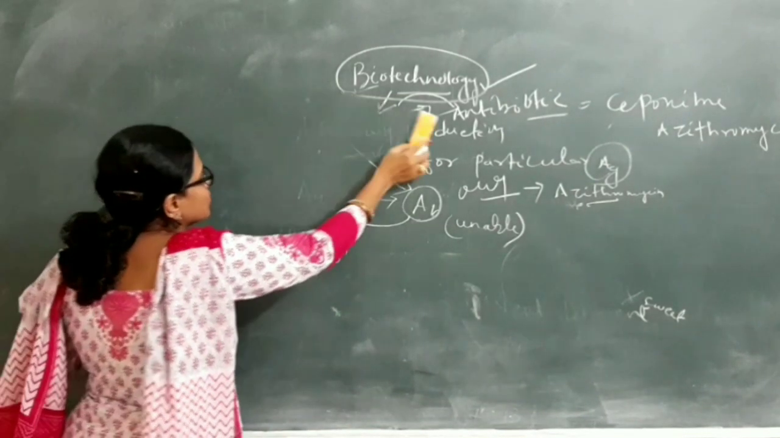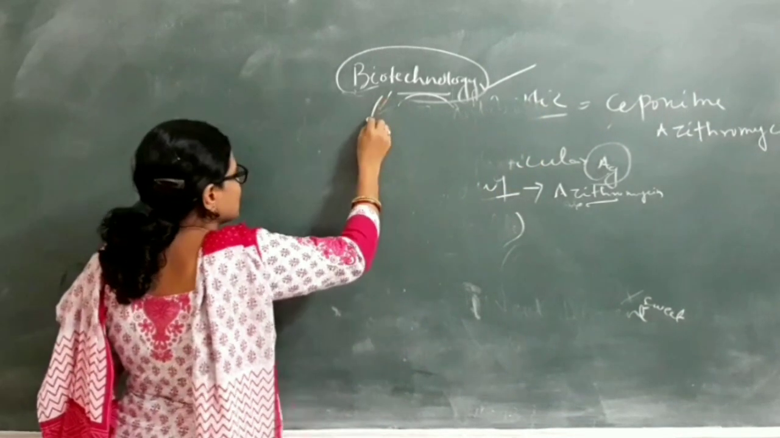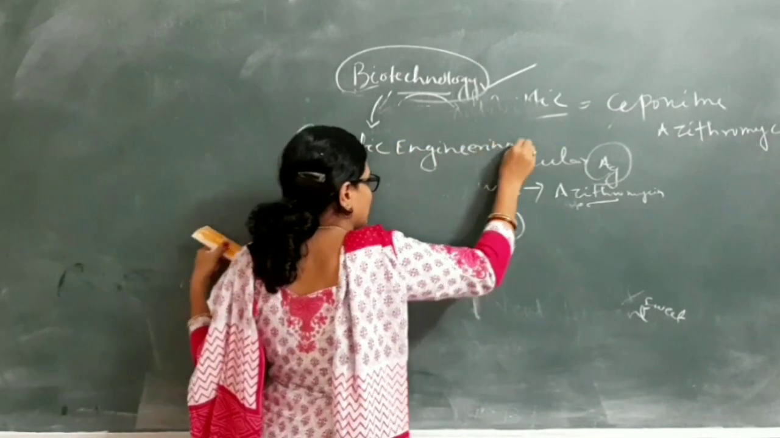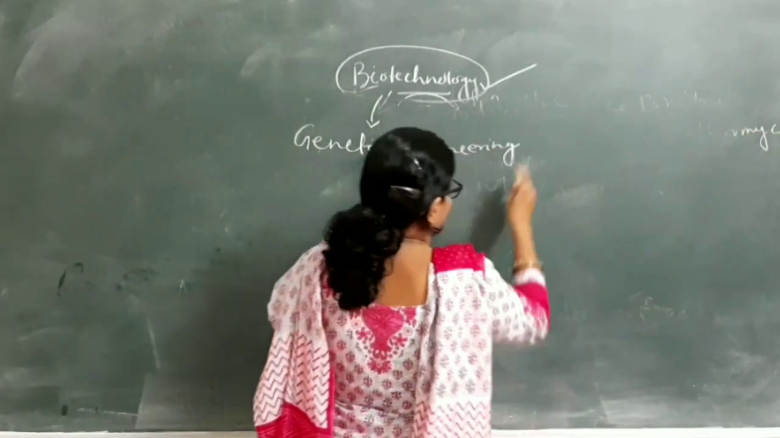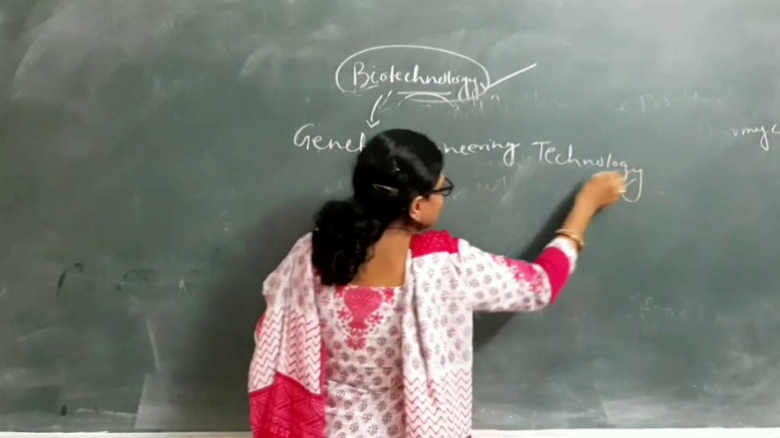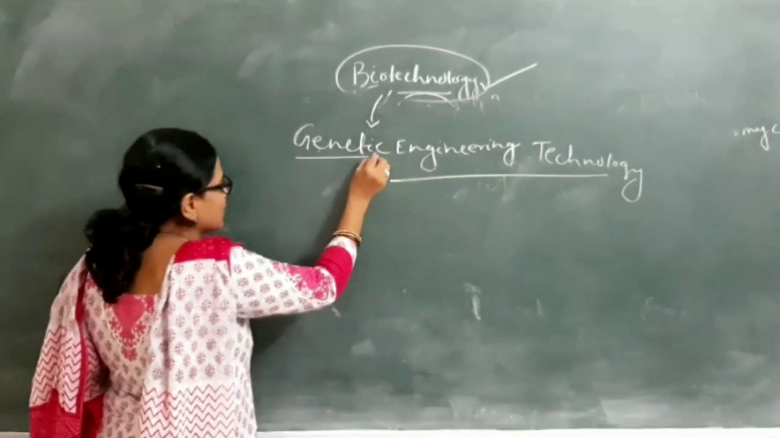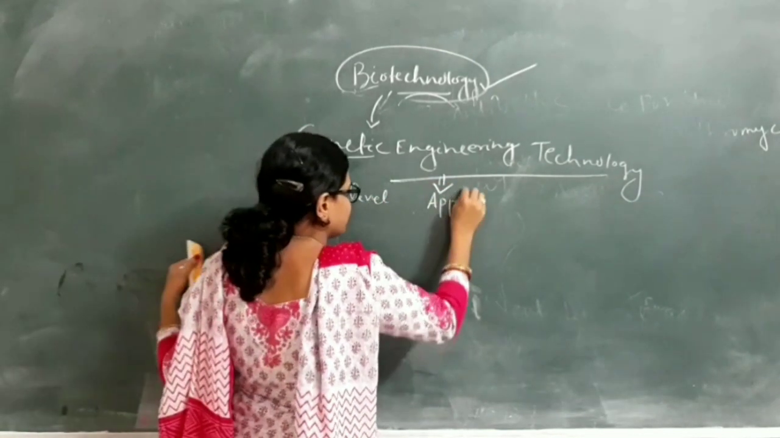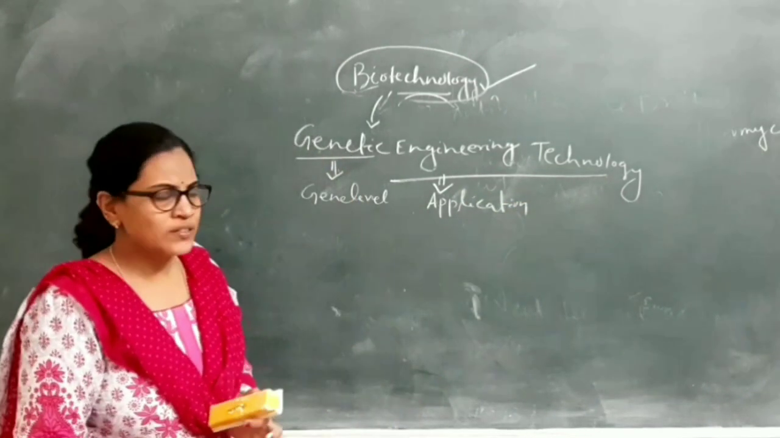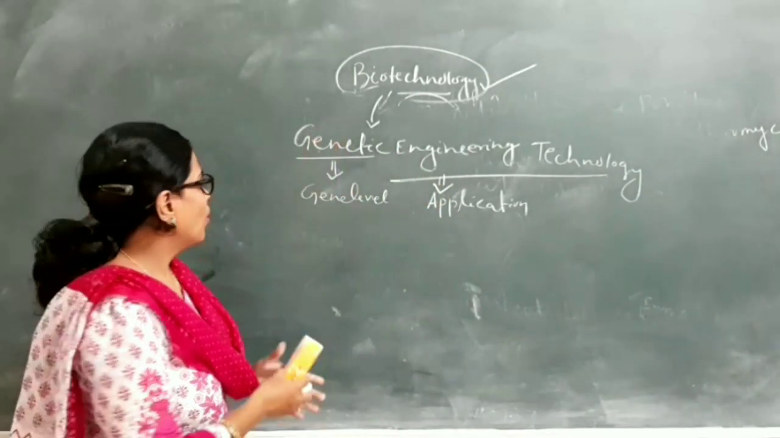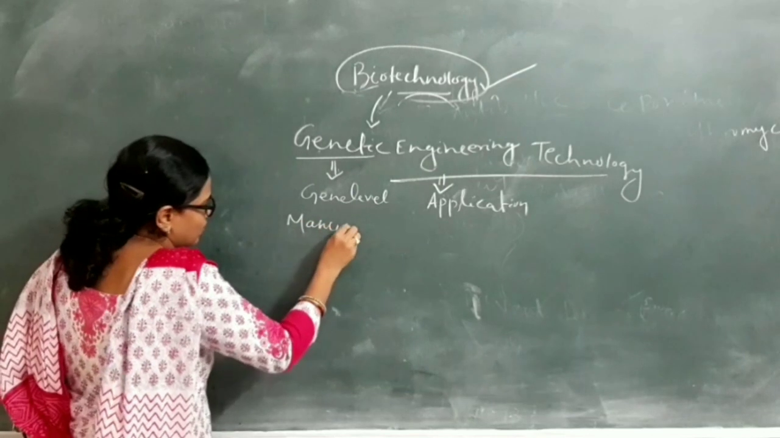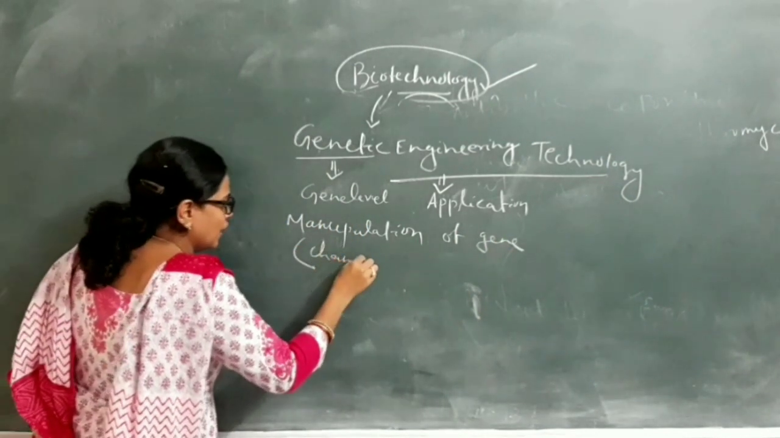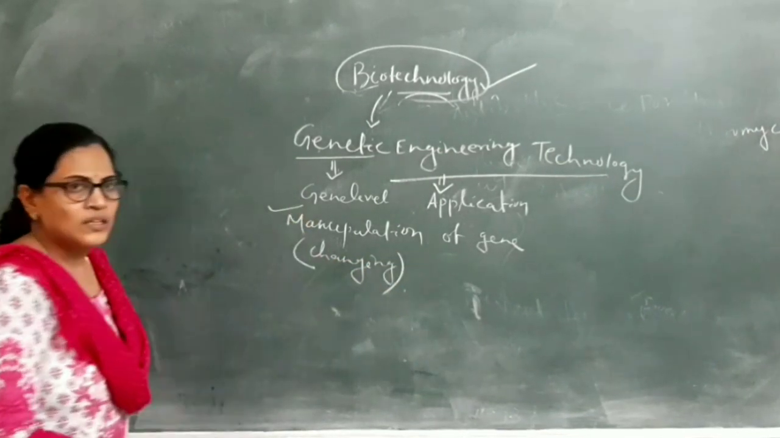So, the main technology in biotechnology is known as genetic engineering technology, and it is a widely used technology. Genetic means gene level. Engineering means application. If some application is used at the genetic level or gene level, or in other words, manipulation of genes. Manipulation means changing. We change some character at the gene level.